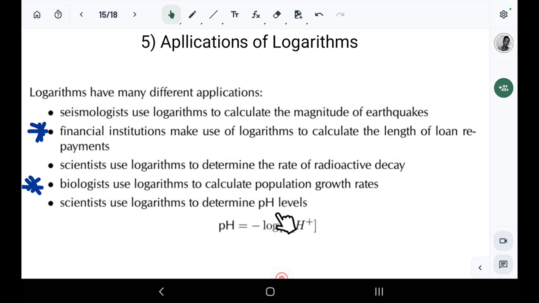Scientists use logarithms to determine pH levels. Those who are doing science, in chemistry, you use logarithms to calculate the pH of a base or an acid.